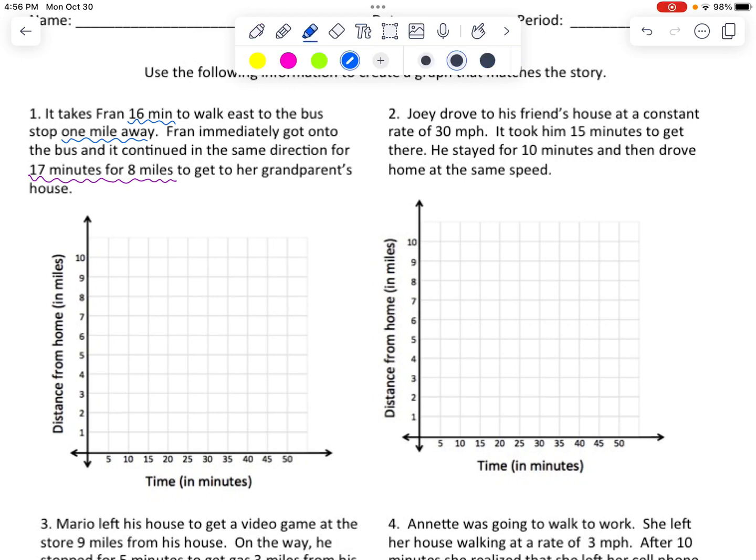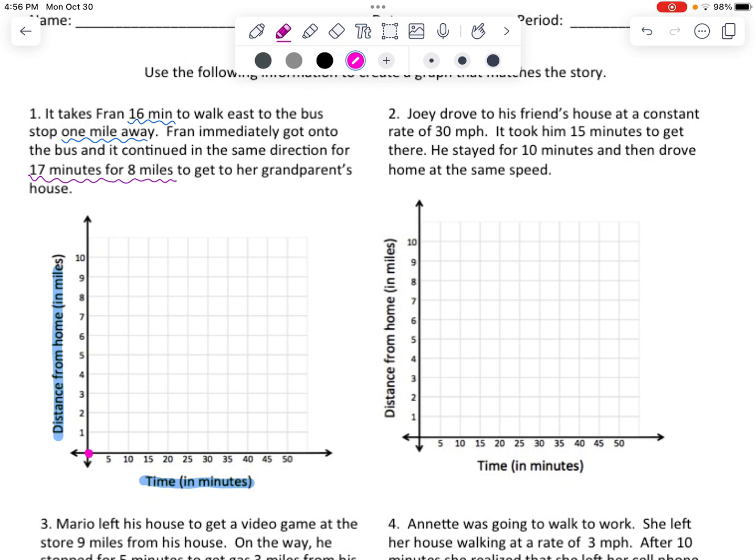So before you even start, it's really important to look at your two axes labels. So we see that the x-axis is representing time in minutes and our y-axis is representing distance from home in miles. So I know that my two units have to be minutes and miles, which in this example, it has. So we're always starting at 0, 0 because that's representing home.